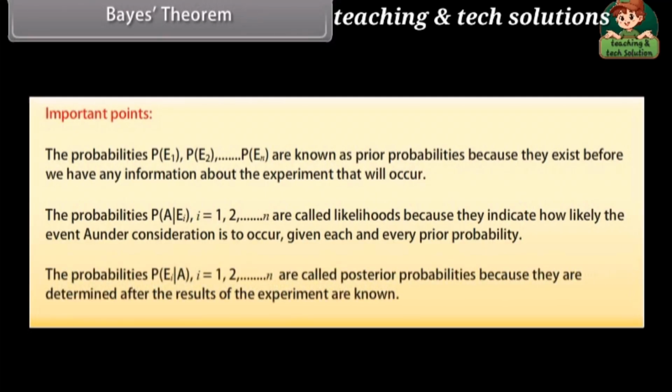The conditional probabilities of Ei when A is given, i equal to 1, 2 up to n, are called posterior probabilities because they are determined after the results of the experiment are known.